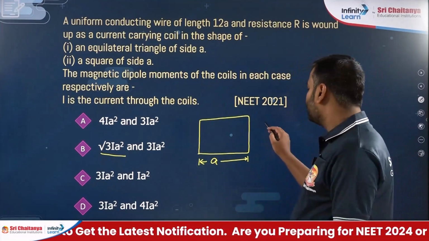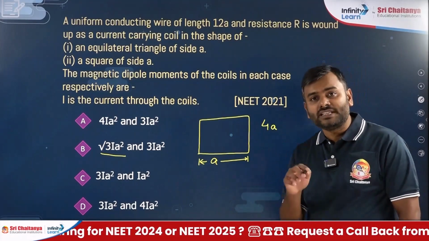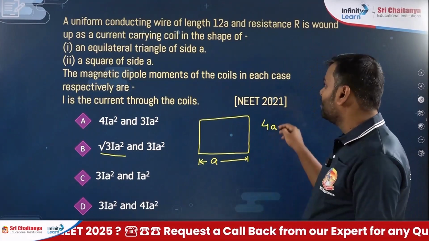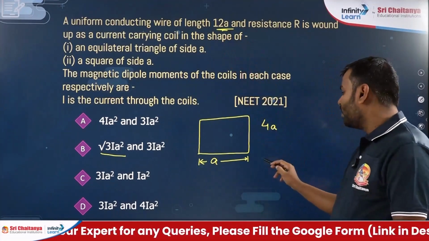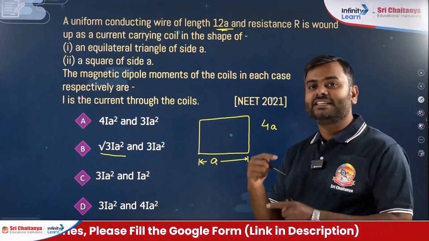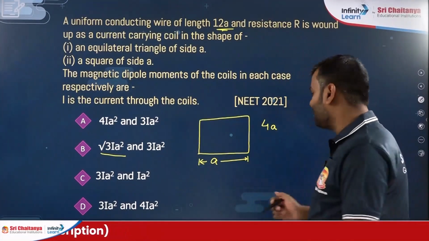So now what will be the total length we have? Total length we have is 4A. Once we got this, now the wire length we have is 12A. So what we have understood from there is that there will be multiple turns in this coil. So the number of turns, that we can calculate.